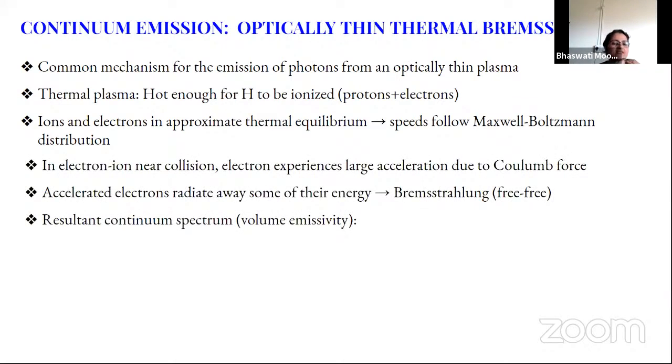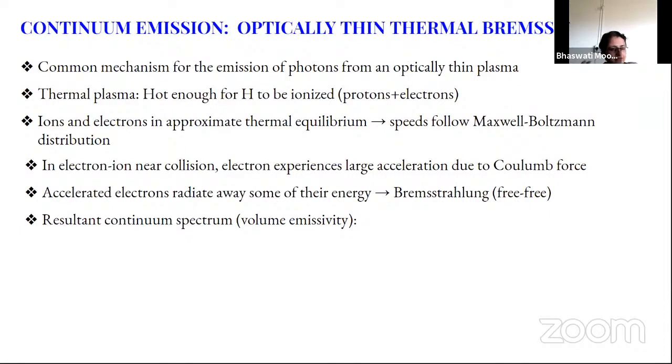Now, what happens in such a case is that the electrons and ions, in a free optically thin plasma, undergo near collisions. Once again, it is similar to, say, galaxy or stellar collisions, but this is somewhat closer. They come close enough that they do not collide head on, but both being charged, they undergo deflection. The deflection is due to the Coulomb force, and the electron, being less massive, experiences larger acceleration.